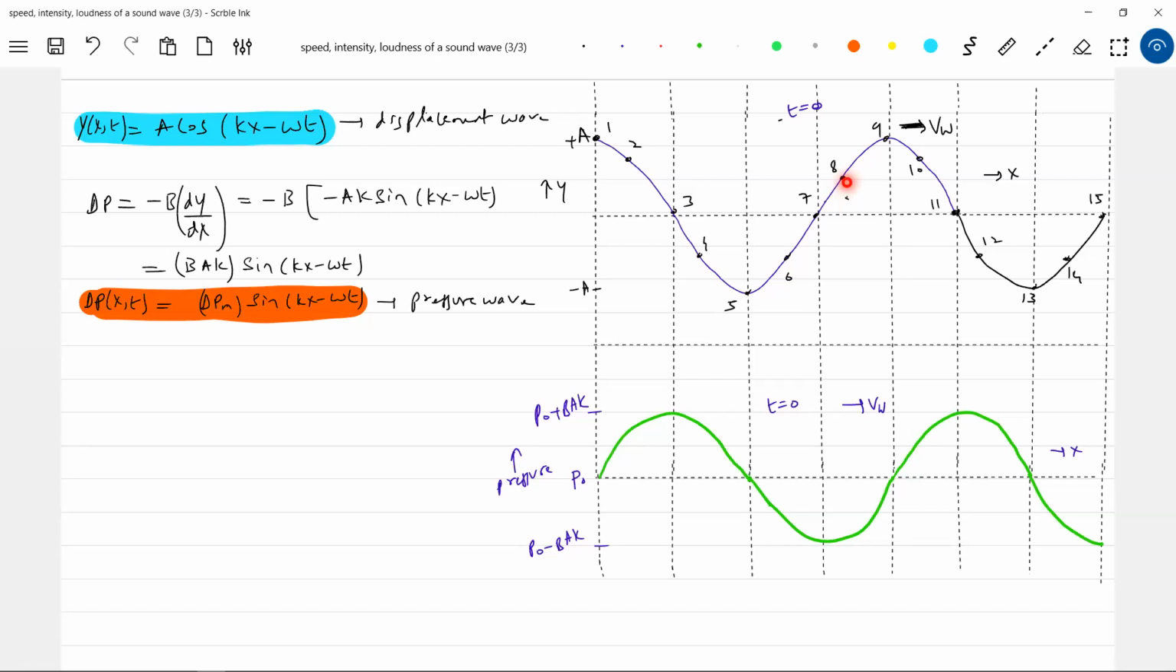Like the y-x graph will give the shape of the rope at any time t. Similarly, here the y-x graph will give the shape of the medium at any time t. It's a curve. It's not a shape of the medium. It's only a curve. Got it, all of you? It's just a mathematical curve. That's all.